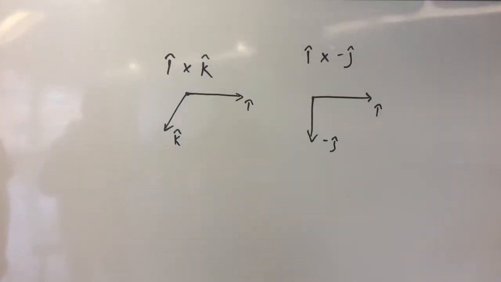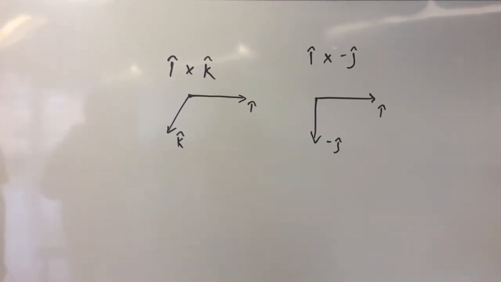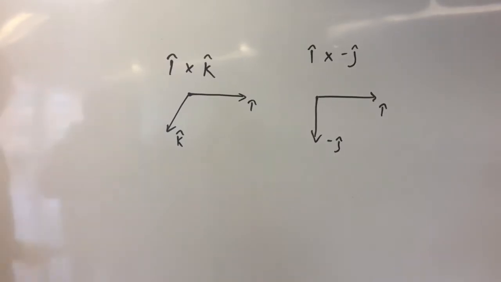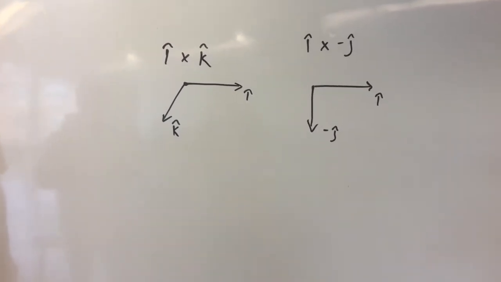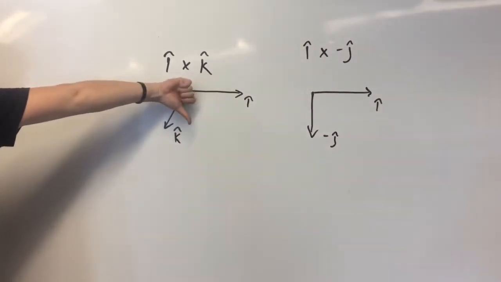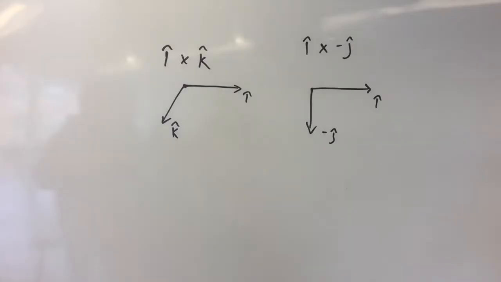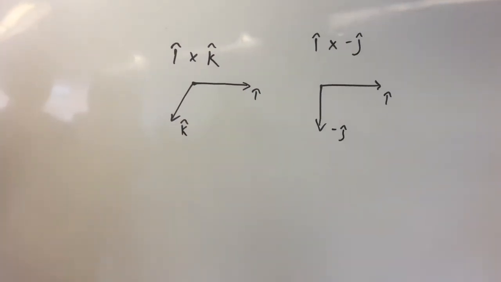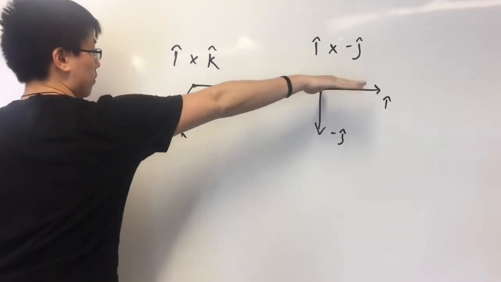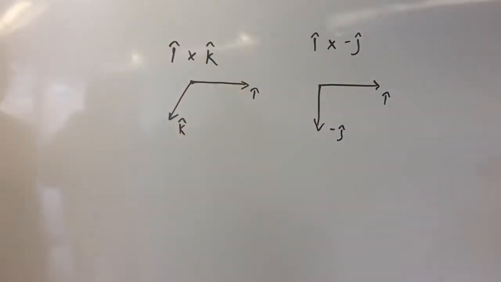Let's do an example. Here we will multiply i cross k. The answer will involve j since there are no other axes left, but the direction, according to the right-hand rule, is negative since it is going down. Another example: if we multiply i by negative j, using the cross product, the answer is plus k, since the thumb is pointing out of the board.